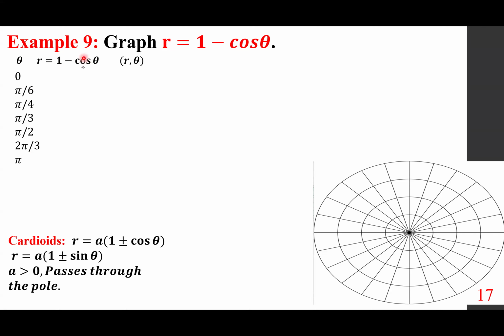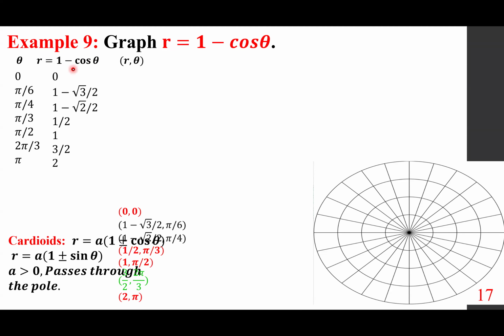Pi over 6, square root of 3 over 2, 1 minus that. Pi over 4, 1 minus square root of 2 over 2. Pi over 3, cosine is 1/2, 1 minus that is 1/2. 2 pi over 3 has the same reference angle as pi over 3, but in the second quadrant, it's negative. 1 minus negative 1/2, which makes it positive 1/2, makes it 3/2. Pi gives you negative 1. 1 minus negative 1 is positive 2, and those are the pairs.